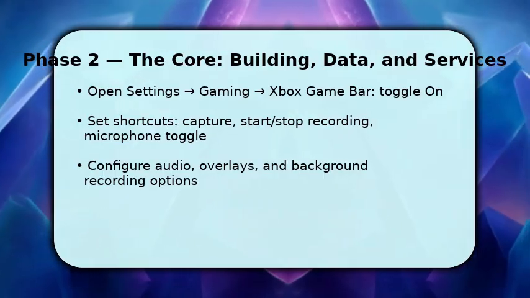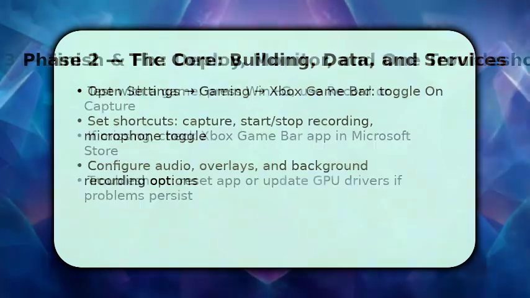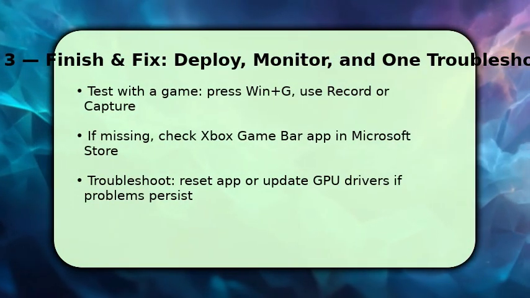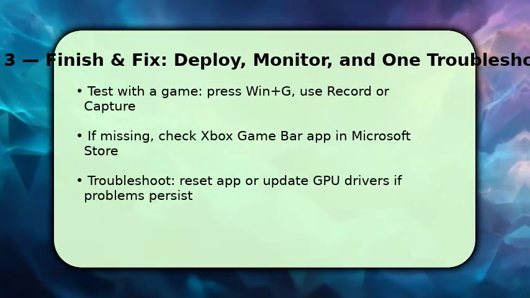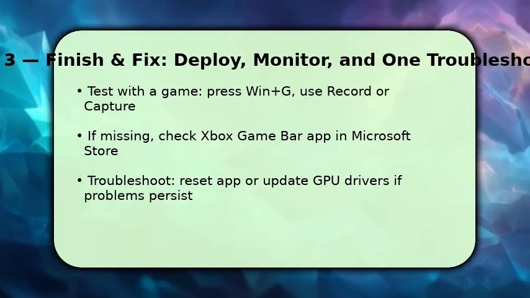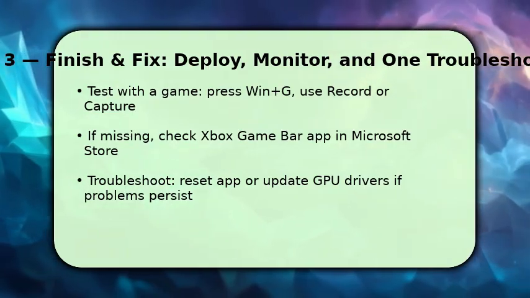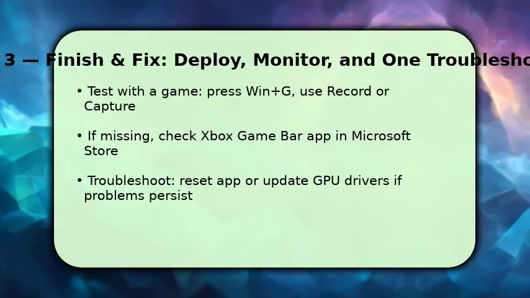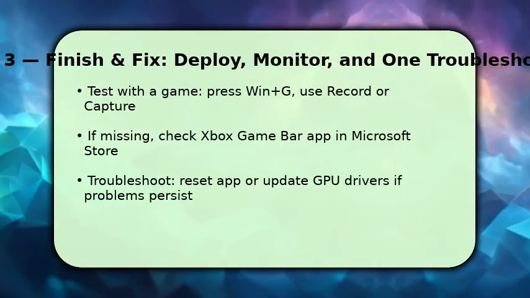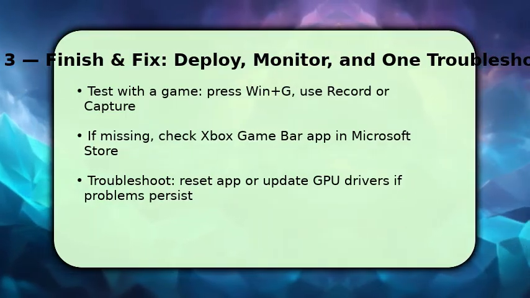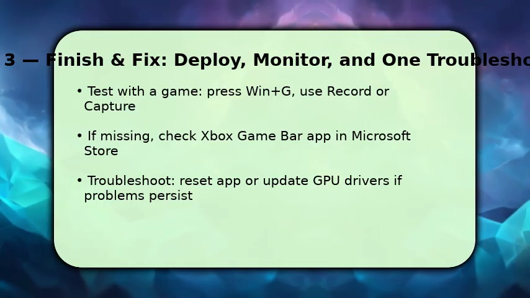Finish by testing Game Bar in an actual game. Press Win+G, use Capture or Start Recording, and confirm the clip saves to videos/captures. If the overlay doesn't appear, open the Microsoft Store and ensure the Xbox Game Bar app is installed and updated, because system toggles and app updates both matter. As a troubleshooting tip, reset the app via Settings, Apps, or update your GPU drivers. This resolves most recognition or performance issues.